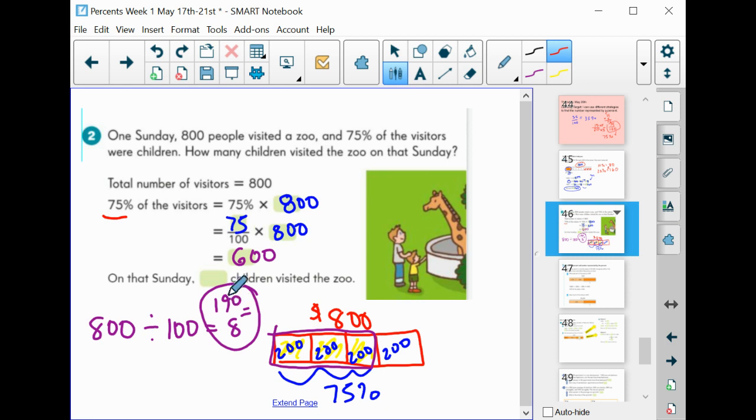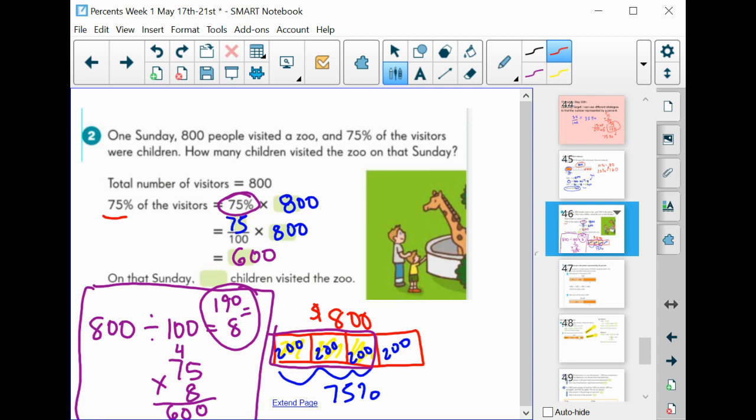Now, I don't have just 1%, though. How much percent do I have? I have 75. So then, in turn, we multiply 75 times 8. 5 times 8 is 40. 7 times 8 is 56 plus 4, 57, 58, 59, 60. 600. This is the way that we will use today. You are allowed to use calculator. So on that Sunday, 600 children visited the zoo.